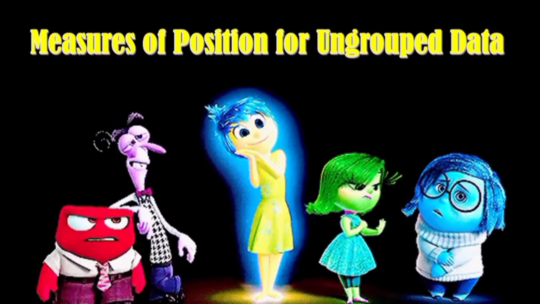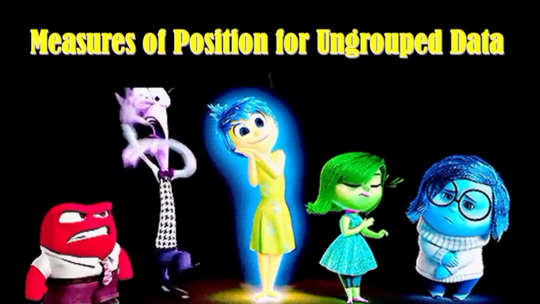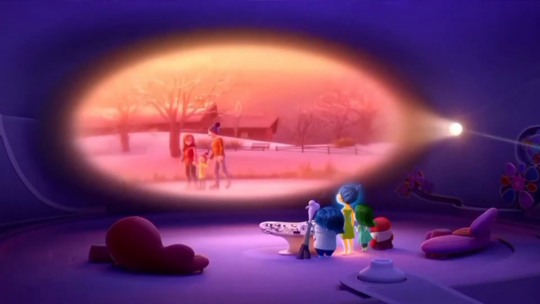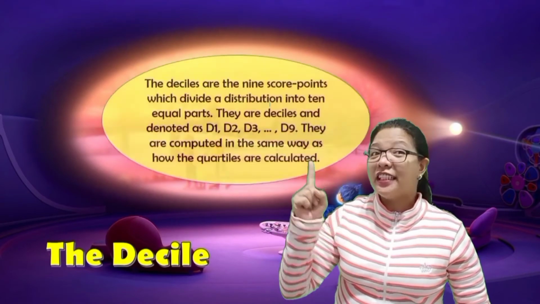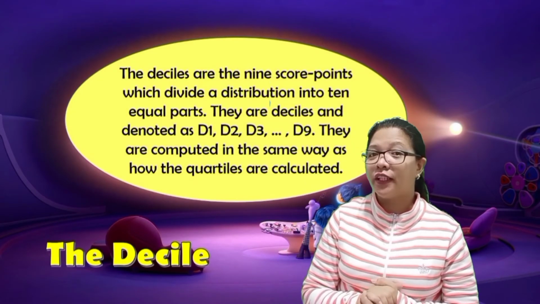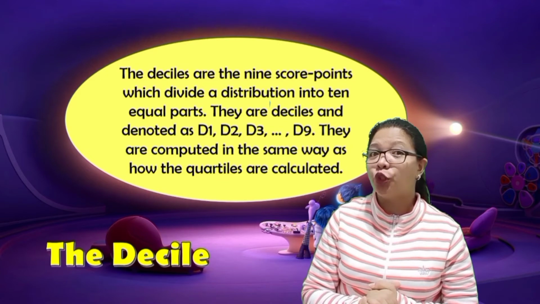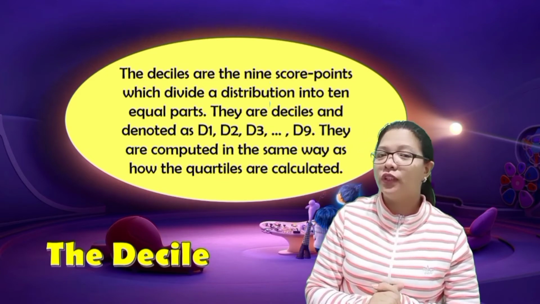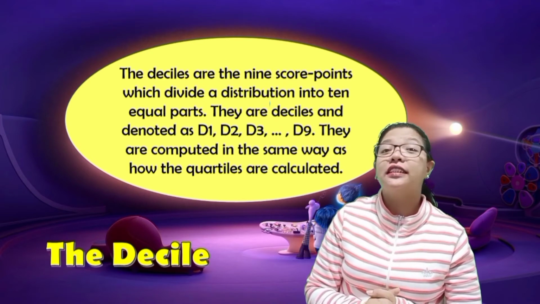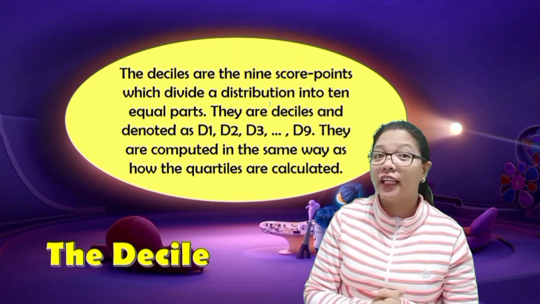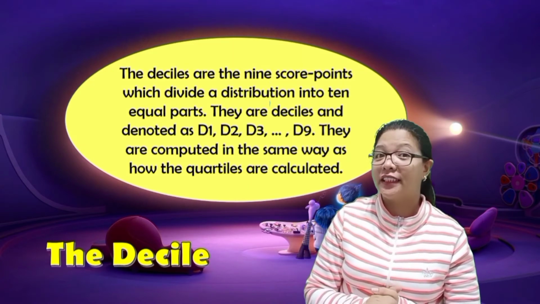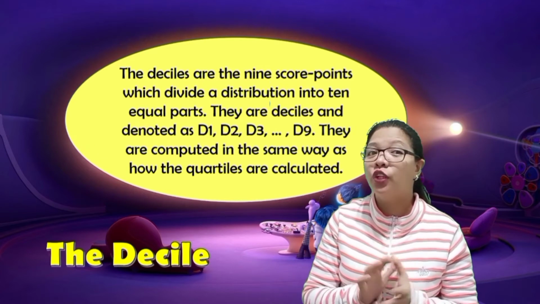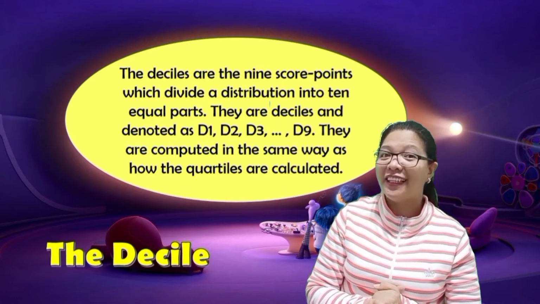Measures of position for ungrouped data. The decile. The deciles are the 9 score points which divide the distribution into 10 equal parts. They are denoted as first decile, second decile, third decile, and so on, up to the ninth decile. They are computed in the same way as how the quartiles are calculated.